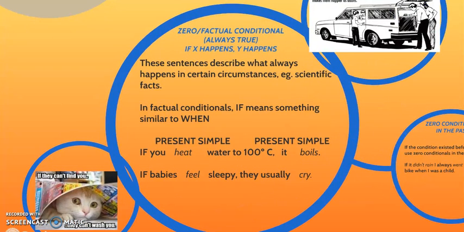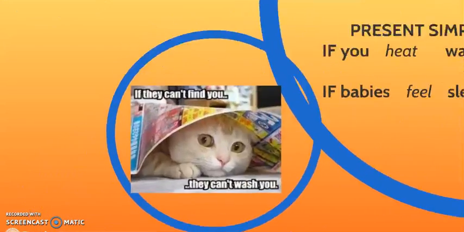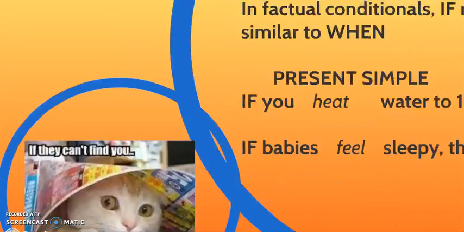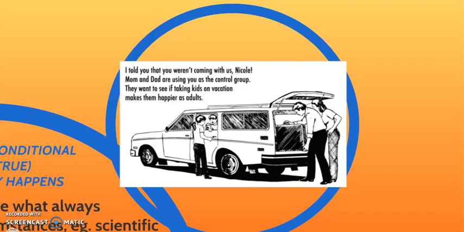Okay, let's see. Zero or factual conditionals. They express things that are always true. If X happens, Y happens. They both take present tense, both in the if clause and in the main clause. Okay, in this case, if could be easily substituted by when, because if one condition is met, the other will also be met. Okay, take a look at this beautiful example from real life. And here's another.